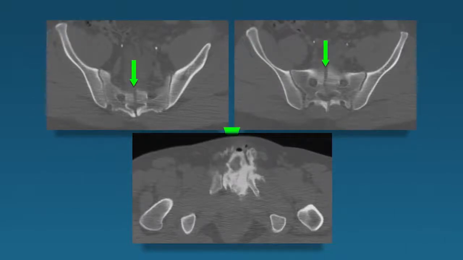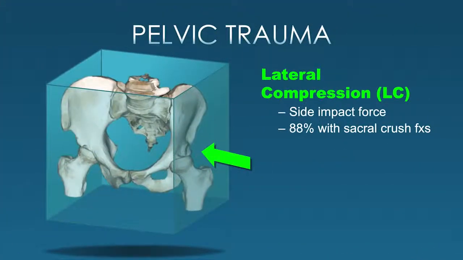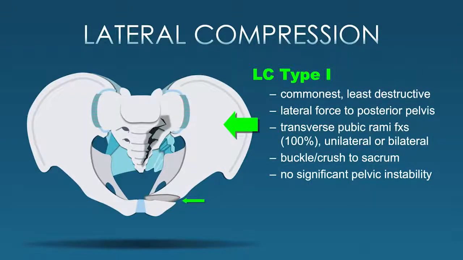Now we'll move to lateral compression. So we have a side impact force. The vast majority of these patients are going to have a crush injury to their sacrum, which is going to separate this injury and make it easier to distinguish between an anterior-posterior compression. So this is the most common injury that we will see, a type 1 fracture. It's the least destructive. We have a lateral force centered over the posterior pelvis. We will typically have a transverse fracture involving the pubic rami, can be unilateral or bilateral, but most commonly unilateral, and we have this crush injury to the ipsilateral side of the sacrum, but no real instability in these cases.